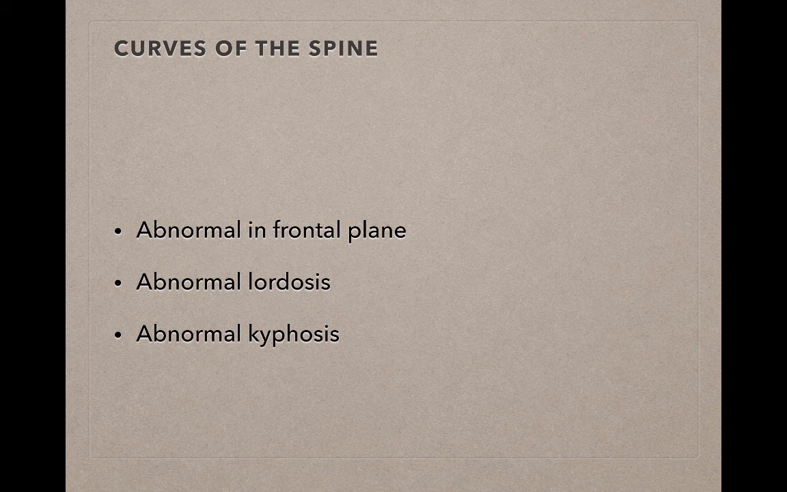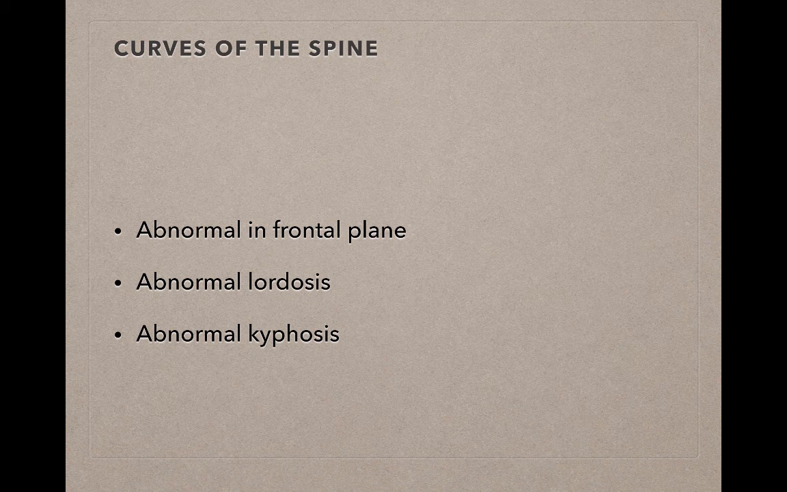These curves we just described would be the normal curves that you see, but sometimes you get to see some abnormal curves in the spine. So the abnormal curves in the frontal plane are referred to as scoliosis. This is scoliosis. It can occur in the thoracic spine, in the lumbar spine, or in both. But scoliosis is a frontal plane curvature of the spine, which makes it an abnormal curve.